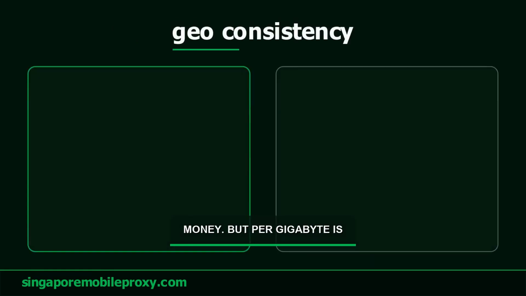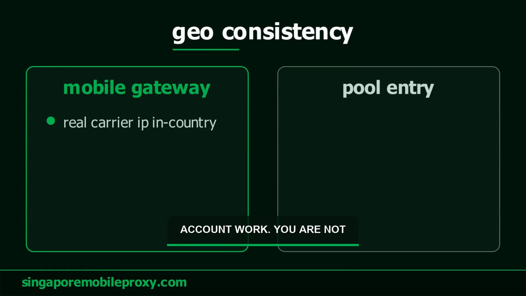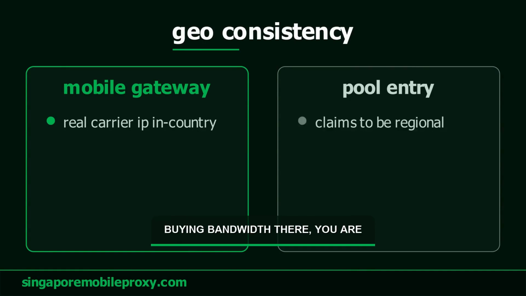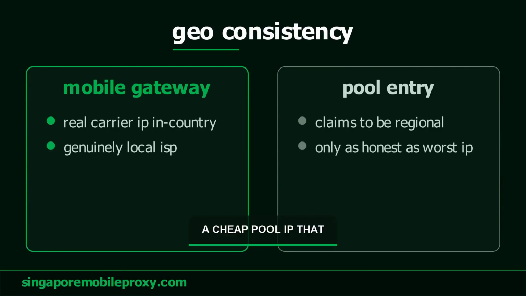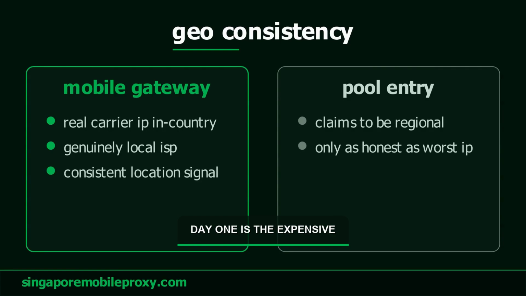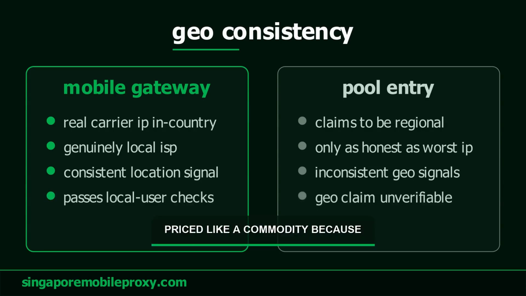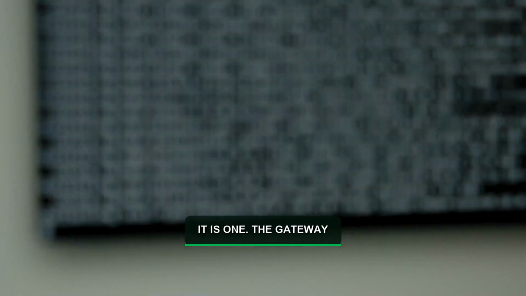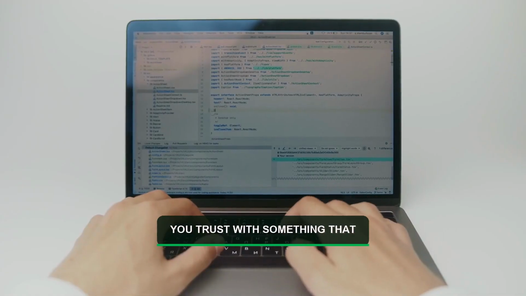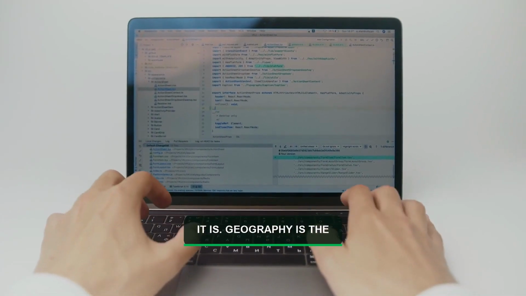But per gigabyte is the wrong way to measure account work. You are not buying bandwidth there, you are buying an IP that does not get your account banned. A cheap pool IP that burns a valuable account on day one is the expensive choice. A mobile IP that keeps that account alive for a year is the cheap one. Match the price model to the job. The pool is priced like a commodity because it is one. The gateway is priced like a tool you trust with something that matters because that is what it is.